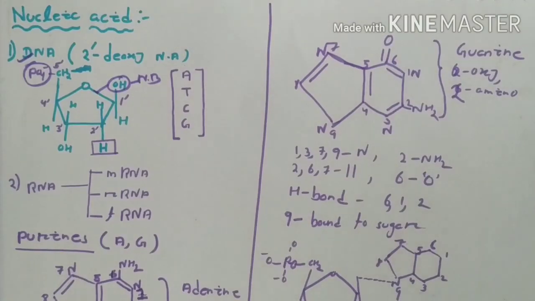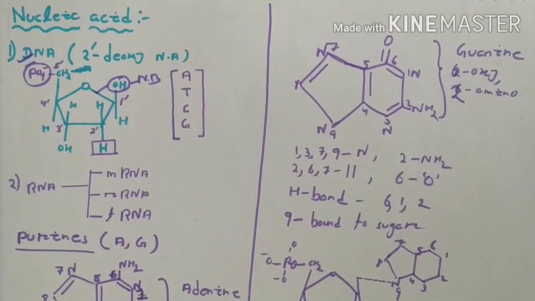Hey guys, in this video tutorial we'll be learning about nucleic acid. The nucleic acids are DNA and RNA. These are the principal informational molecules in the cell, present in both eukaryotic and prokaryotic cells. The viral genetic material is mostly RNA. Otherwise, eukaryotes and prokaryotes contain DNA as their genetic material.